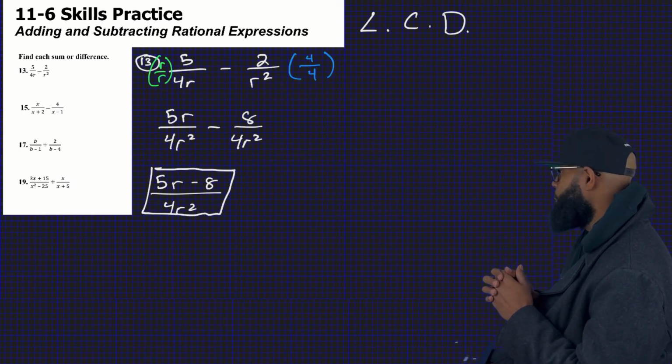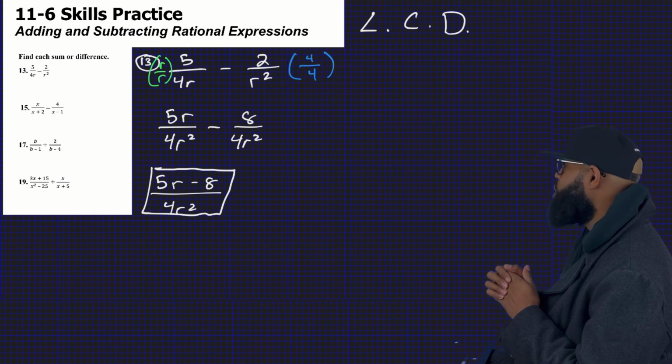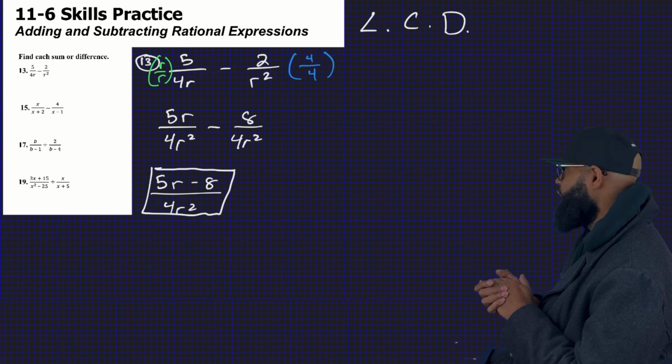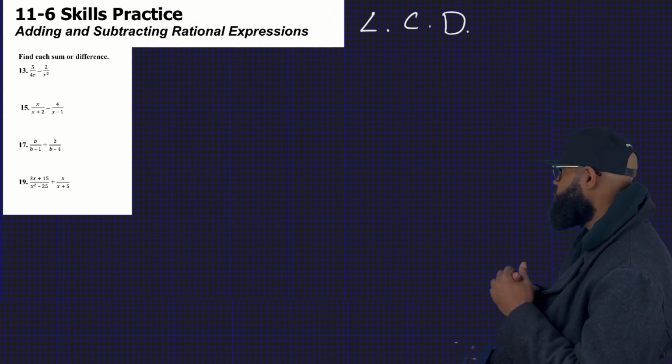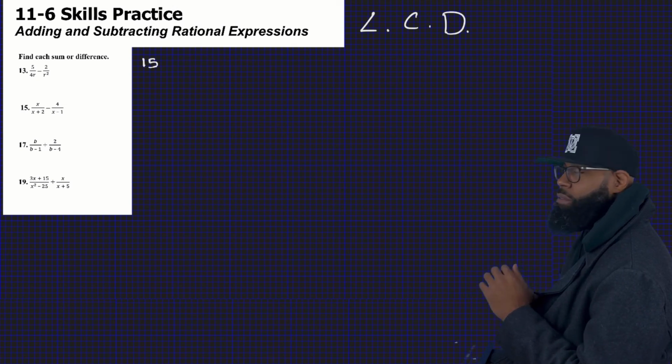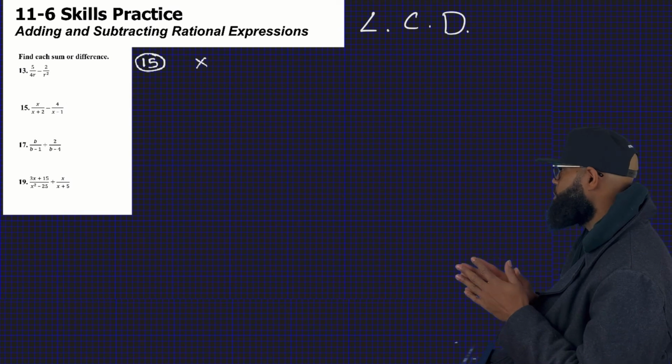Keep them in the top. So 5r minus 8, all divided by 4r squared. Bam. And again, let's see it again, all right? So that's 13, 14, 16, 18, they're on a different slide, right?